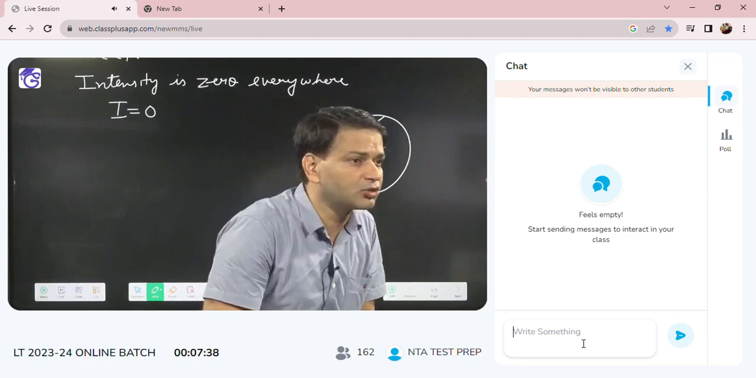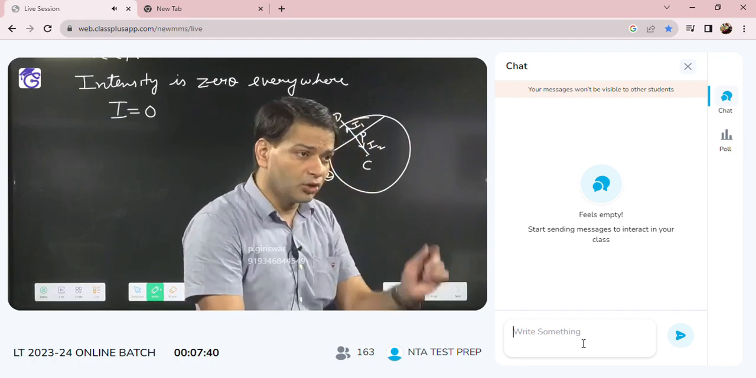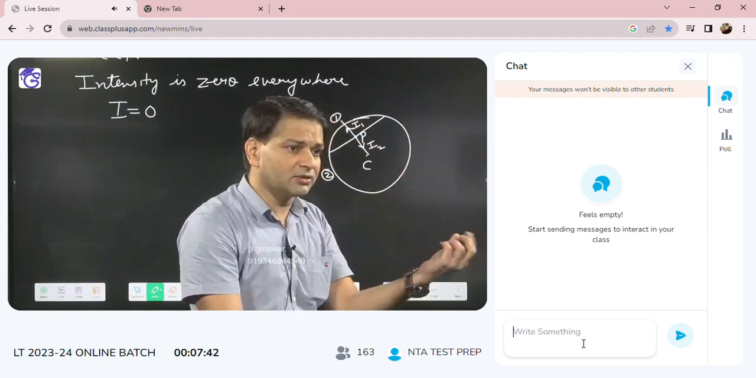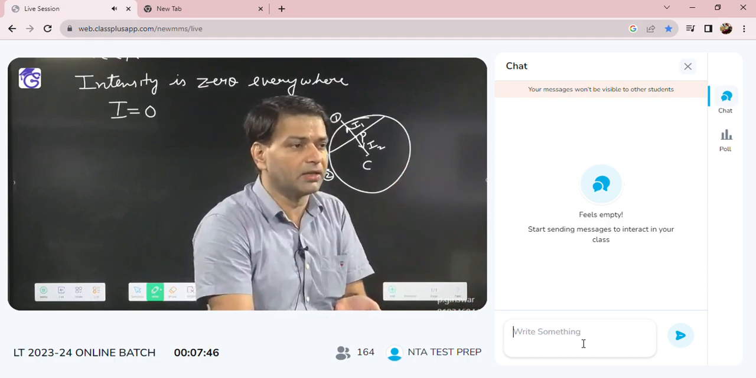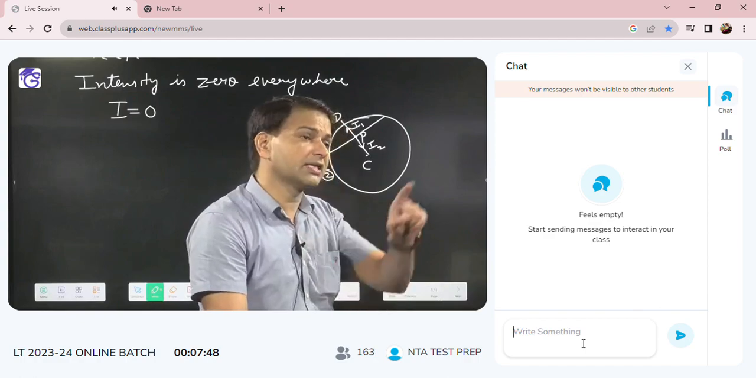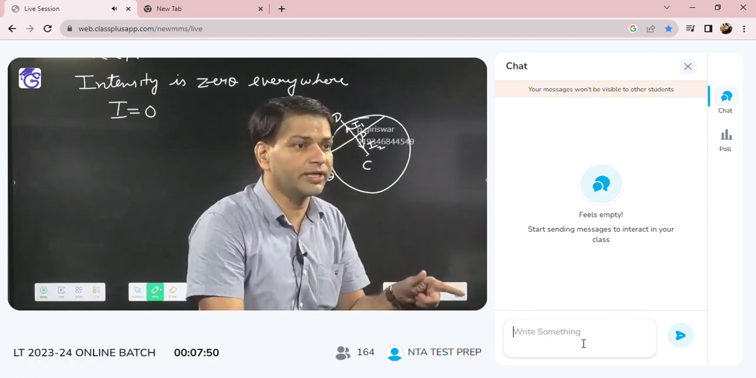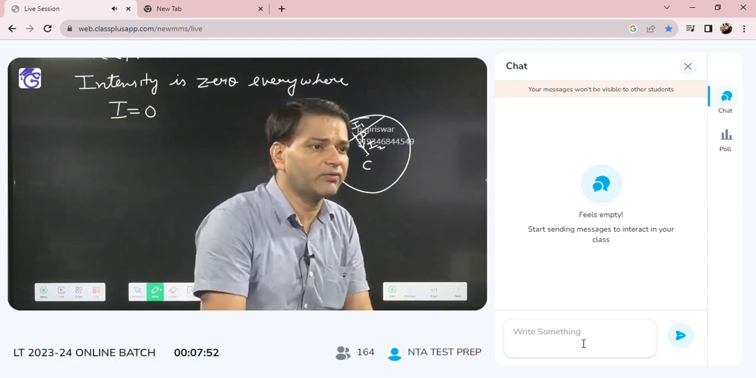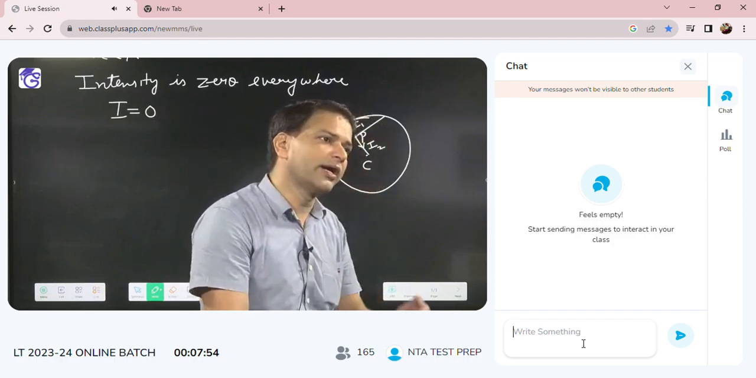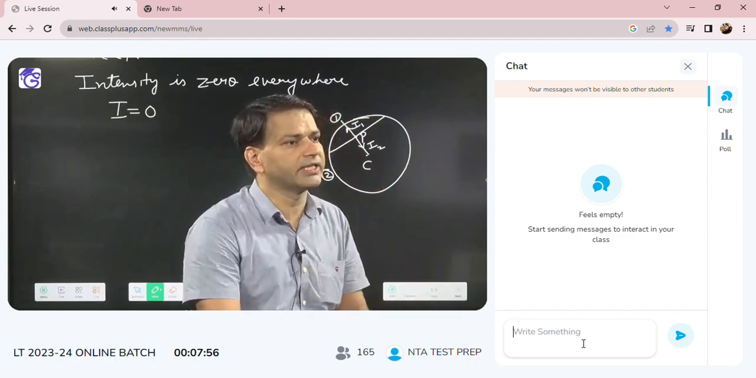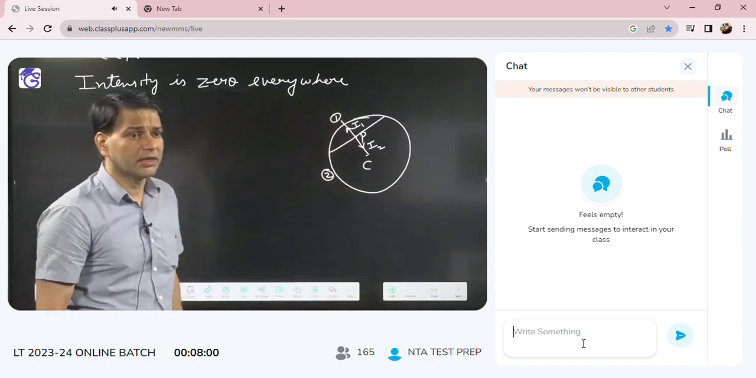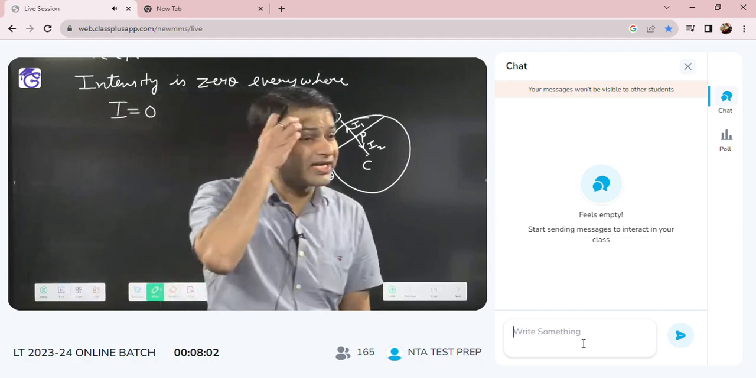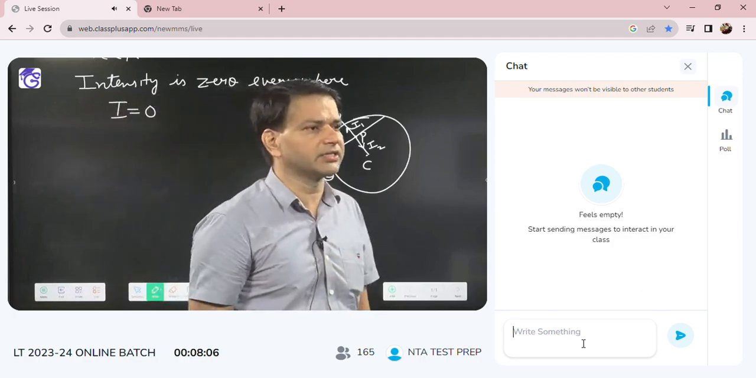Intensity is GM by r square, or GM by x square. So upper part mass is less and distance is less, so GM by x square will be equal to that of the lower part. Lower part mass is more, but the distance of the point P is also more. That's why they cancel each other, and I1 and I2 will be equal. So at any point inside the shell, what will we get? Zero. Everybody got it or not? So directly remember the result that intensity inside the shell will be zero.